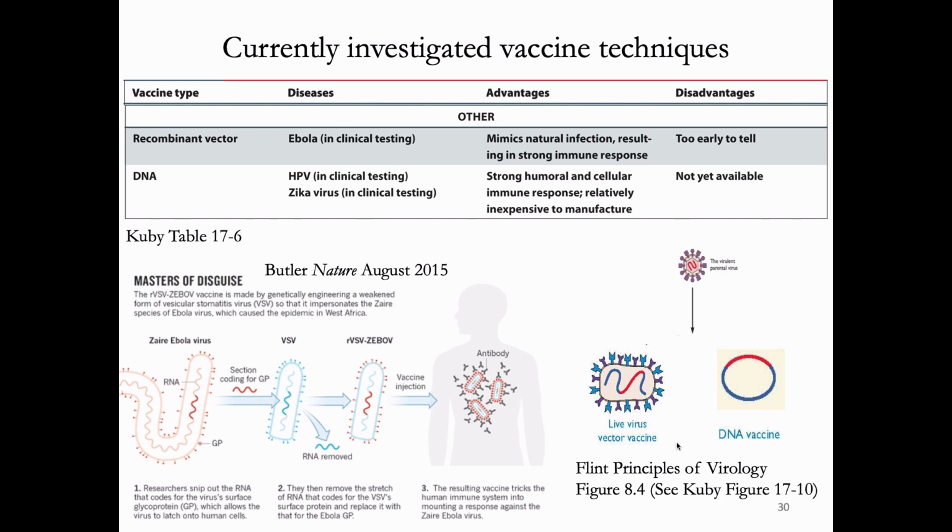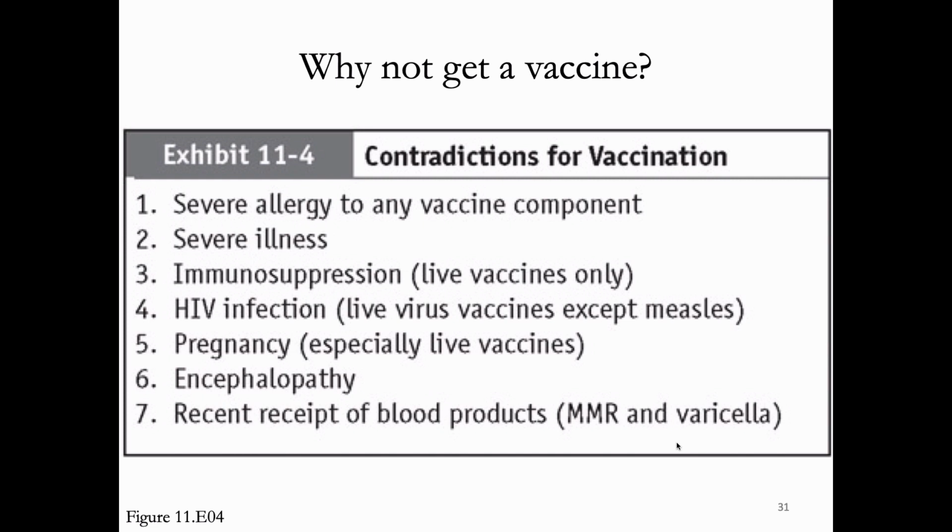But the stuff I want to talk about a little bit at the end here is why some people do not get vaccines. And so there are some real legit reasons why sometimes somebody might not get a vaccine. So some people have severe allergies. Some people will have some type of illness or immunosuppression. So there are a bunch of reasons why people won't get vaccines.